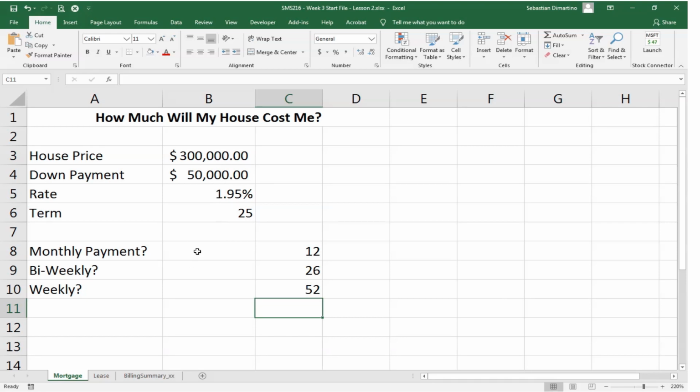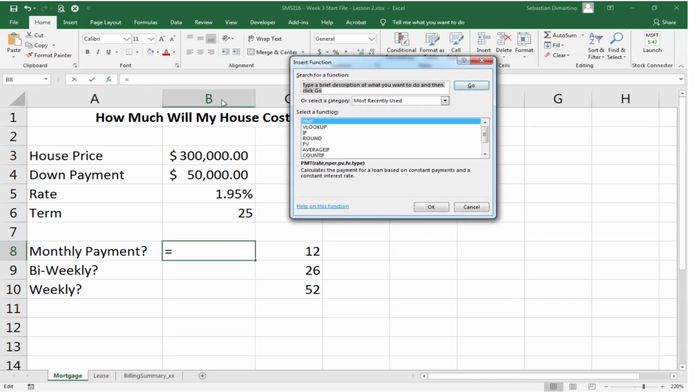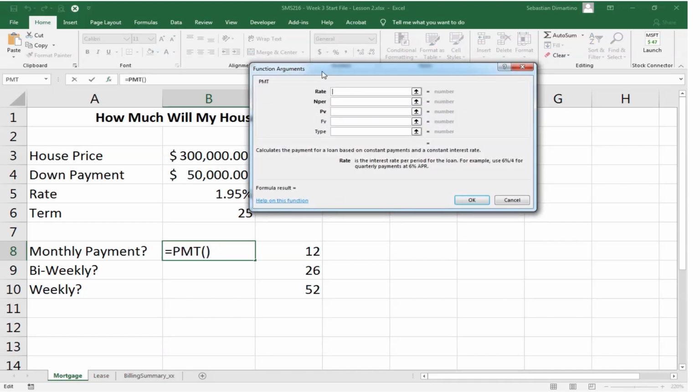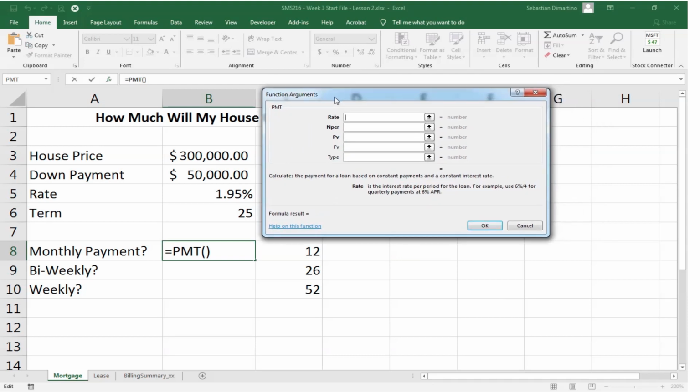So let's take a look. I'm going to click here in B8, and I'm going to go to the FX button like we did last week, and I'm going to find the PMT function, which is here. I'm going to click it. I'm going to make sure my dialog box opens up. So now I have my dialog box, and I need to plug in everything properly in its place. Otherwise, my number will be wrong.